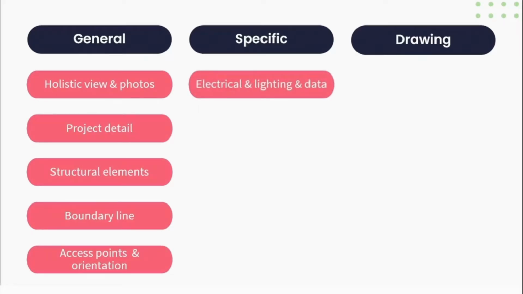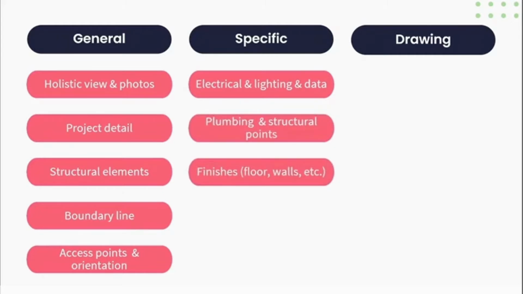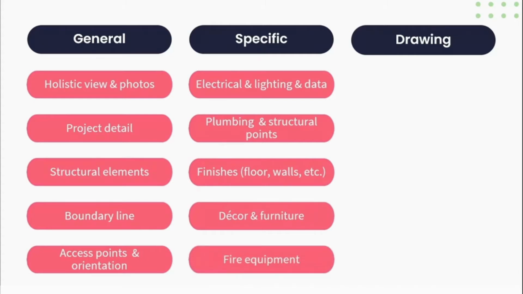You want to include specifics like electric, lighting, and data points, a very important aspect to look at and one that we often forget. You also want to include your plumbing and structural points, finishes such as floor finishes, wall finishes, etc. You want to allocate and note any decor and furniture items that sit within the space. And another one that we often forget and something that's very important, you want to include fire equipment, something that's often quite important for city planning.